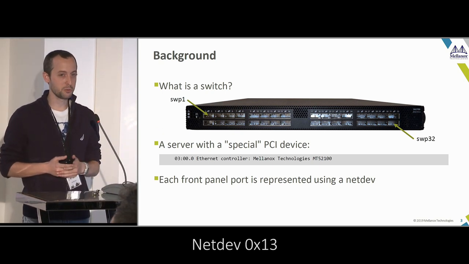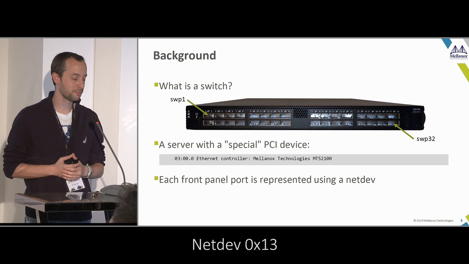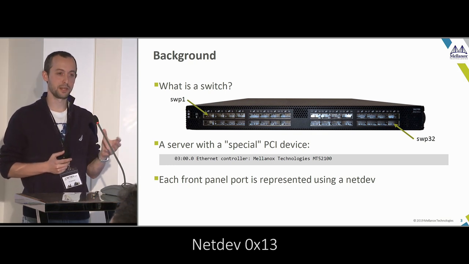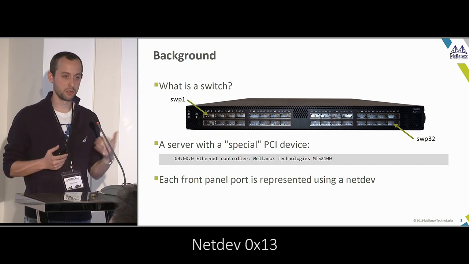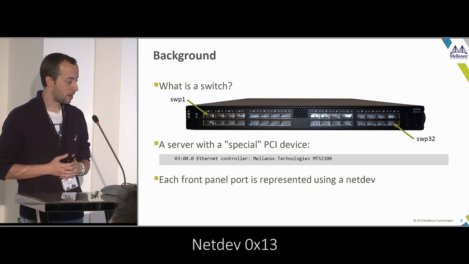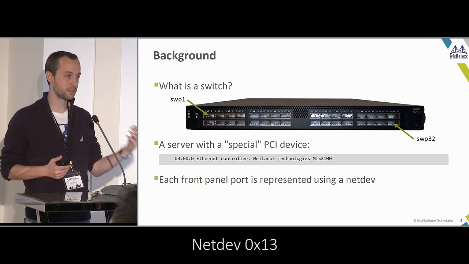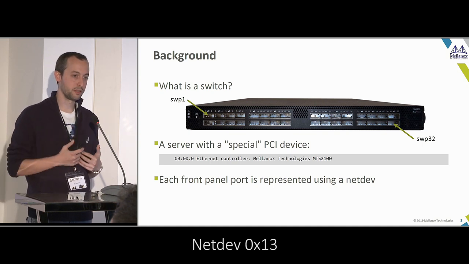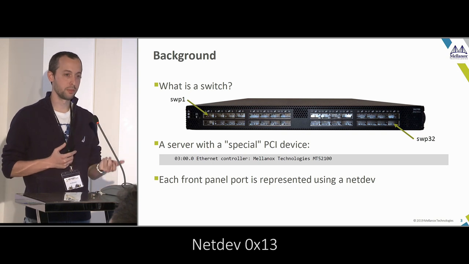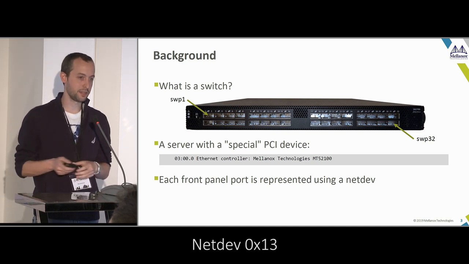So what is a switch? The correct way to look at it is basically a server that has a really big PCI card attached. And this really big PCI card has a switch ASIC that does the packet switching instead of the CPU that is attached to this PCI card. And the way we model it in the kernel is that each front panel port is represented as a net device. And this allows us to basically magically offload the hardware data path into the ASIC. So if you take two ports and you put them in a bridge, we can forward packets between them based on the FDB, which is inside the ASIC.